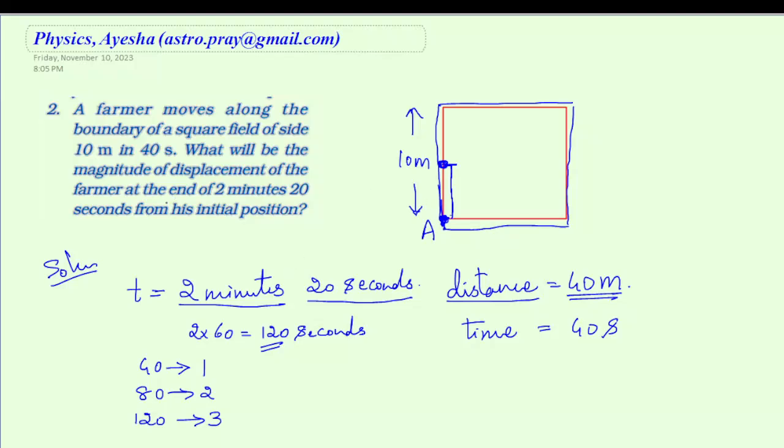What is the displacement? The question is the magnitude of displacement of the farmer at the end of this. From the initial point, what is the displacement here? Half the side of the square. The side length is 10 meters, half of it is 5 meters.